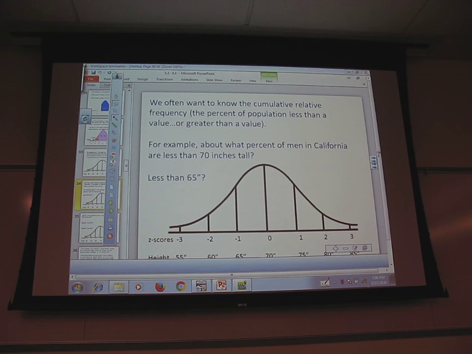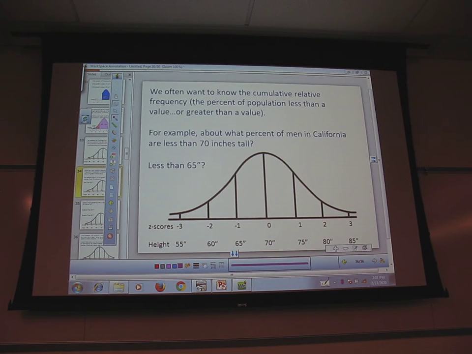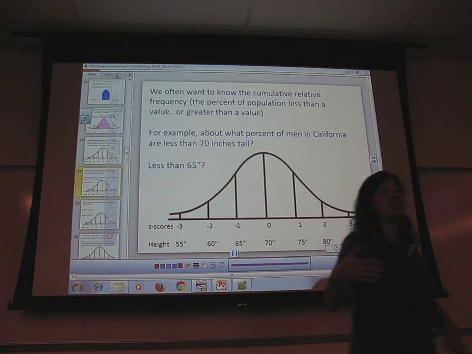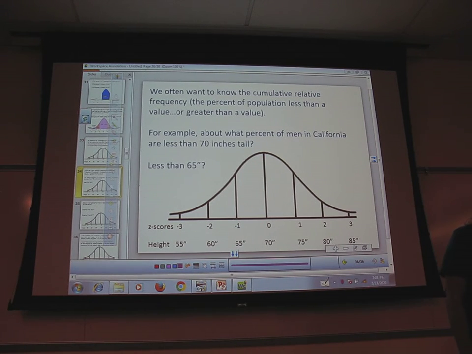Very often, we want to know the cumulative relative frequency. In other words, the percent of population that's less than a number or greater than a number. Like, what percent of men are shorter than 55 inches? Or what percent of men are taller than 70 inches? That's something people want to know a lot of times: how many are less than this or greater than that? So, for example, what percent of men in California are less than 70 inches tall?